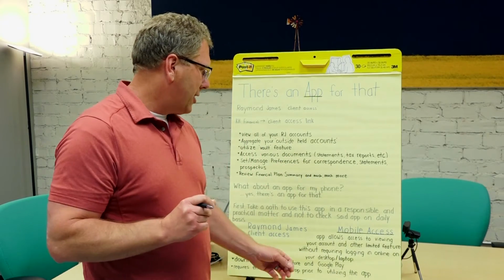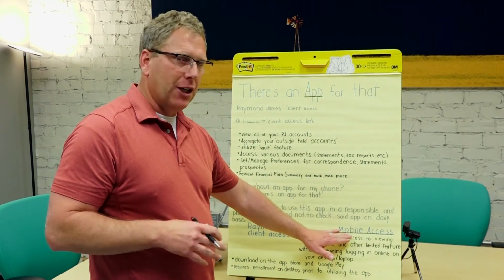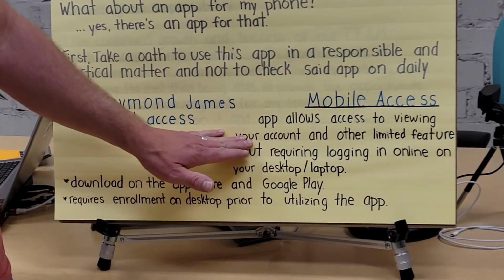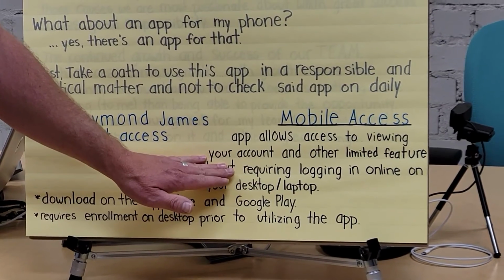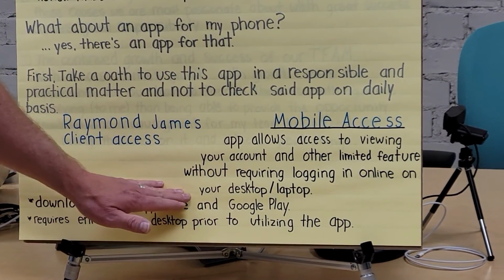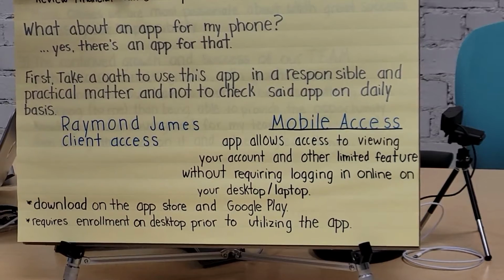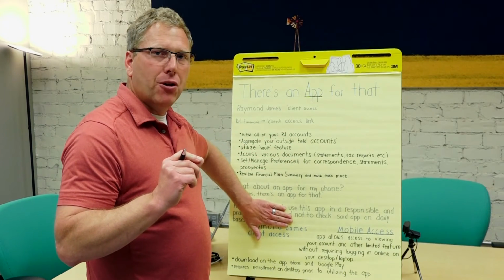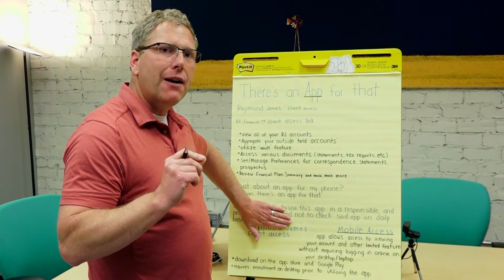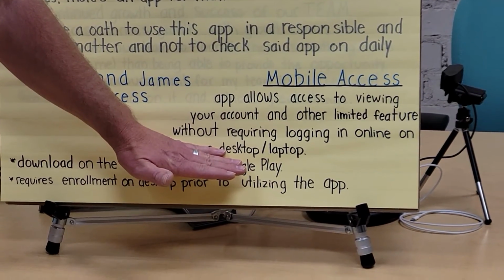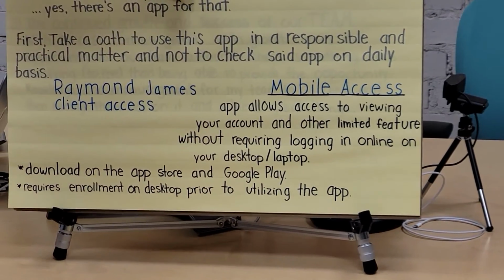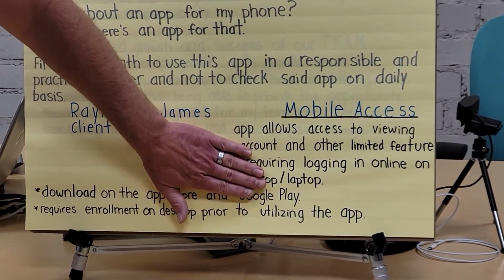A couple other things to keep in mind on the mobile access version of the app is, as we already said, it's going to allow you to have somewhat limited viewing of different features. But you do need to make sure you've done this process of setting up your online access through the online format before it's going to allow you to download the app and to sign in through the app. So this has to come first, then the app can come in after that.